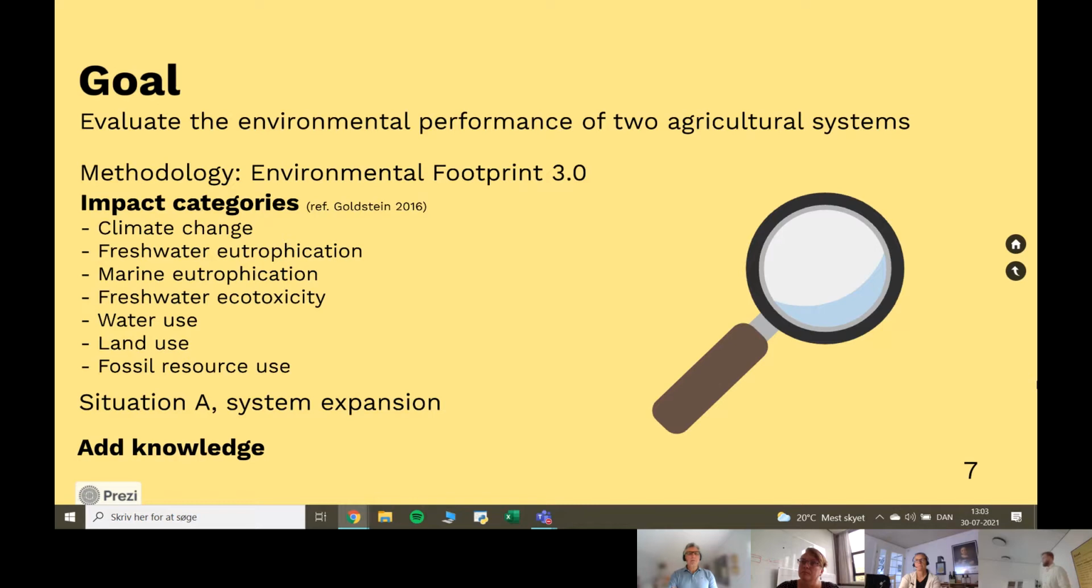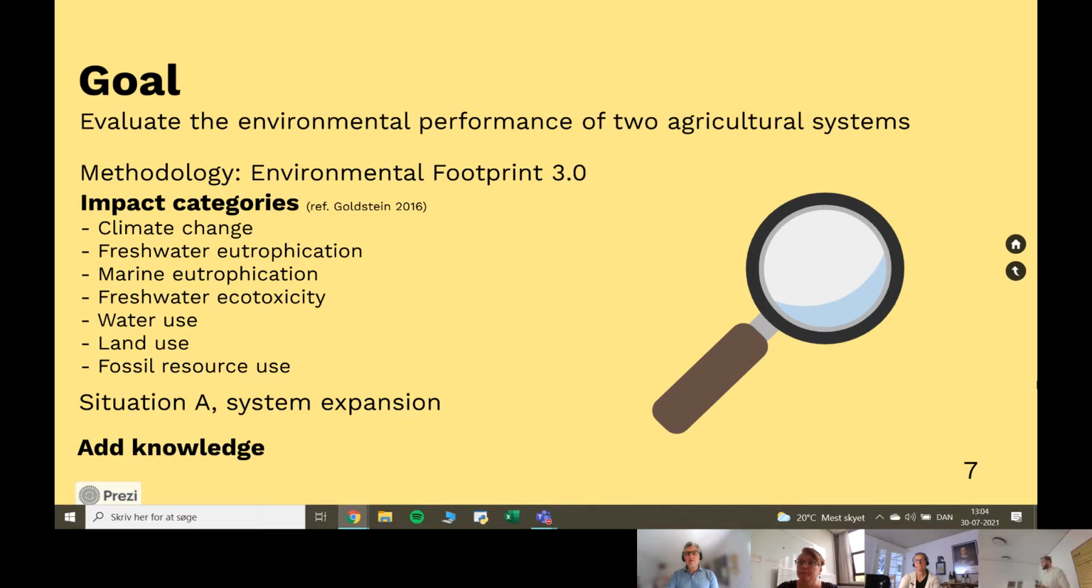The method I use is that of Environmental Footprint, EF for short, 3.0, and that includes 16 different impact categories, which are measurement points. I included 7 here, as they are assumed to be the most influencing impact categories with respect to agriculture.